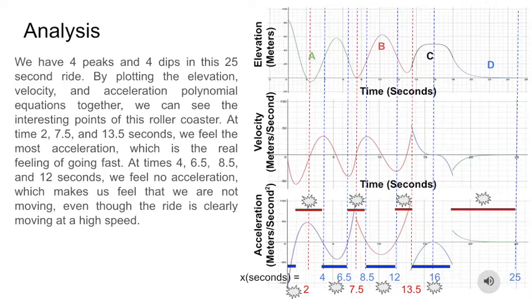By plotting the elevation, velocity, and acceleration polynomial equations together, we can see the most interesting points of this roller coaster. At times 2, 7.5, and 13.5 seconds, we can feel the most acceleration, which is the real feeling of going fast. At times 4, 6.5, 8.5, and 12 seconds, though, we feel zero acceleration, which makes us feel that we aren't even moving, even though the ride is clearly moving at a high speed.